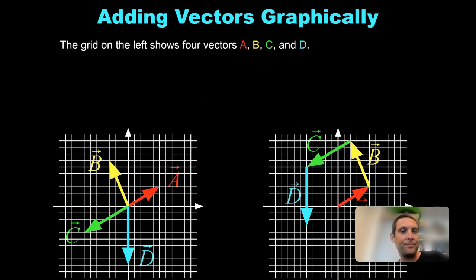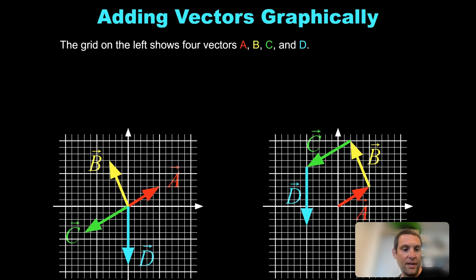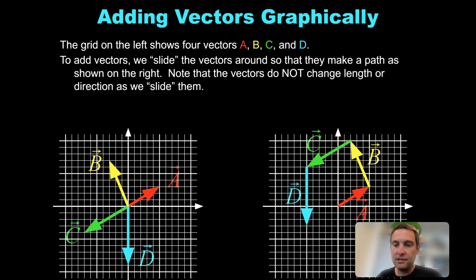All right, graphically, we can add them up in a couple of different ways. Looking at the left, we have vectors A, B, C, and D. And then on the right, we have them combined. Let's figure out how we got there. We can move vectors around as long as you don't change the angle.